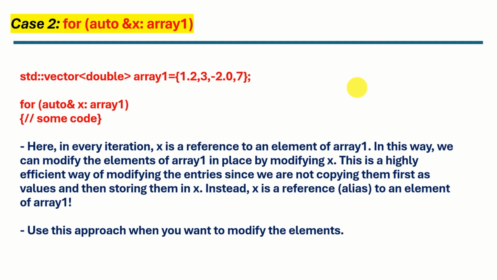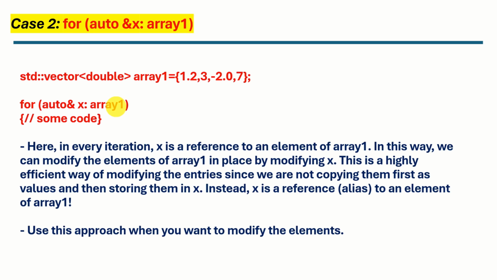Then here's the second case that solves some of the issues with the first case. Again, we declare and initialize an array, and here's how the syntax looks. For auto, and then we have a reference operator or symbol, x, array 1. Here, in every iteration, x is a reference to an element of array 1. In this way, we can modify the elements of array 1 in place by modifying x.